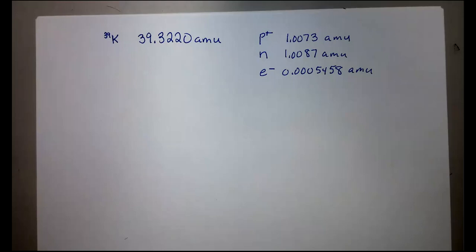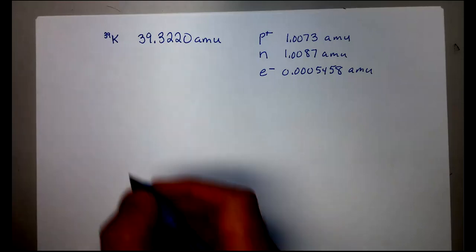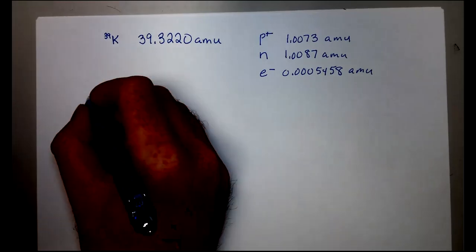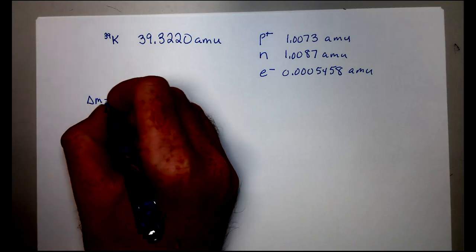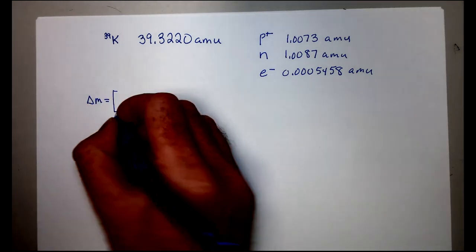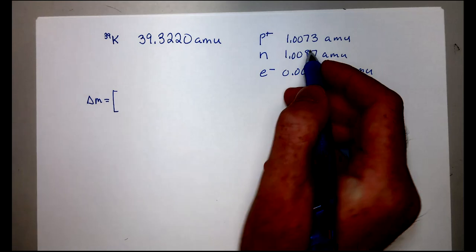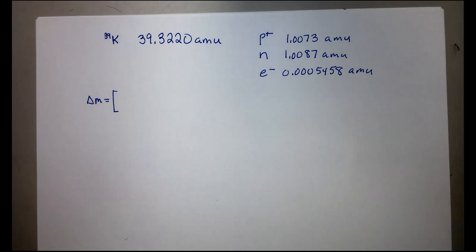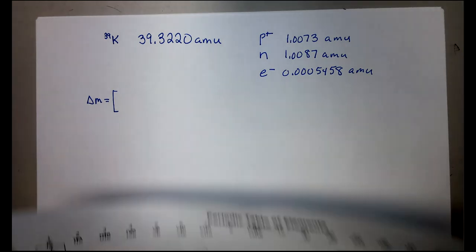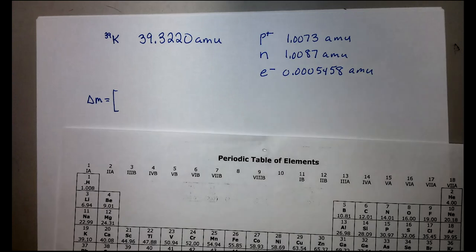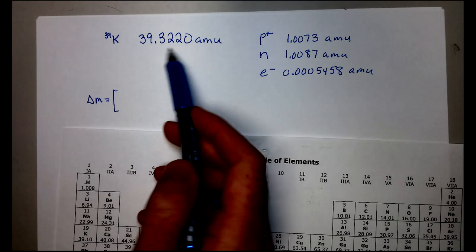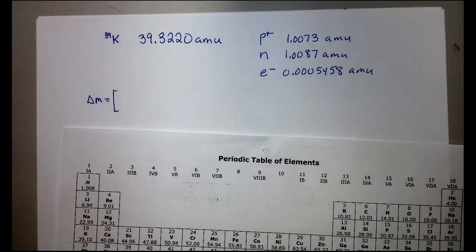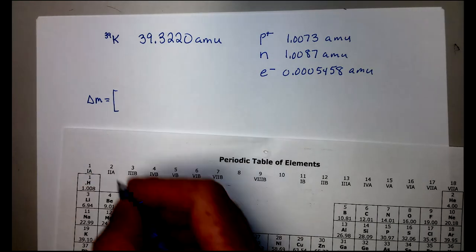So I've already converted all that over. So let's get our delta M. And it's going to be all these particles. So now potassium is element 19 off the periodic table. So we can get some info off the periodic table. There's potassium 19. Don't go by this mass. Go by the more precise mass here. But 19 tells us the number of protons.